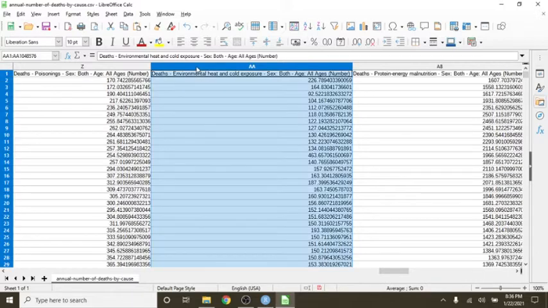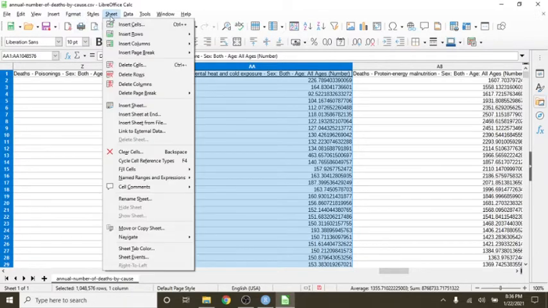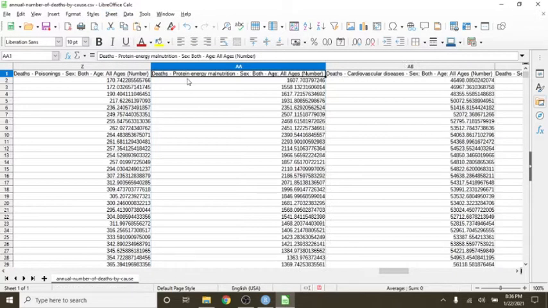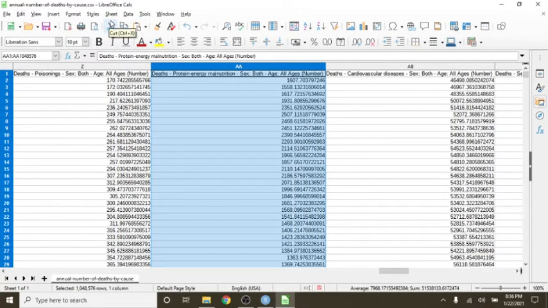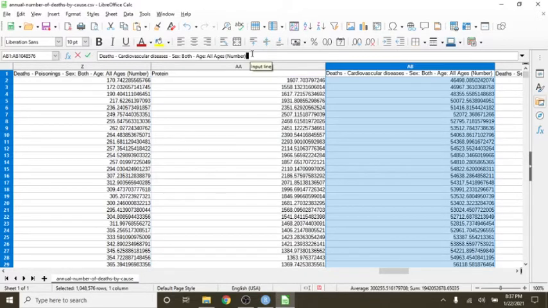Let's not, this is heat exposure, protein energy malnutrition. No, well, I'll leave that in. I'm not quite sure why I will leave it in there or not. But cardiovascular disease, a big one here in the U.S. Let's call this one cardio. Okay.